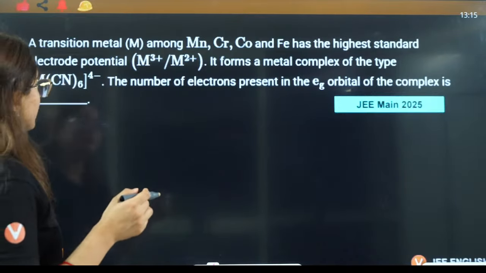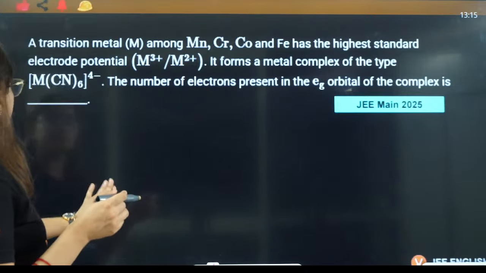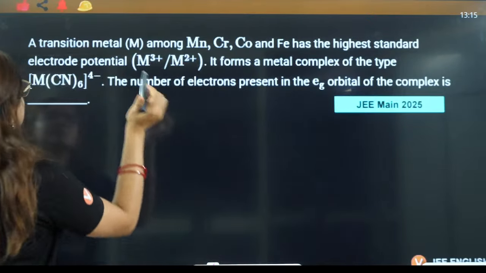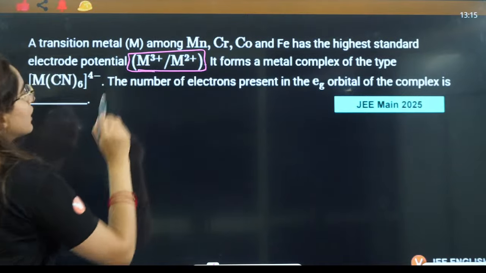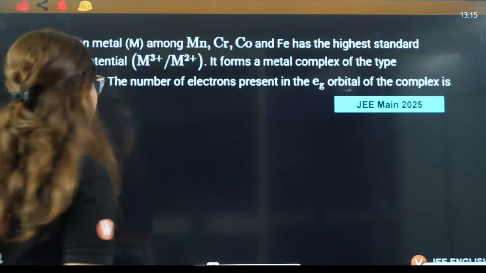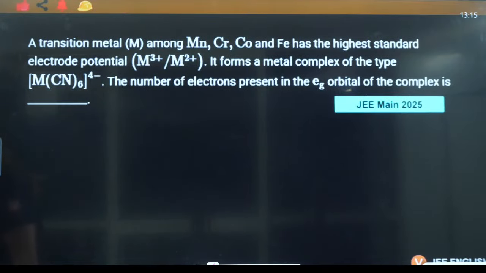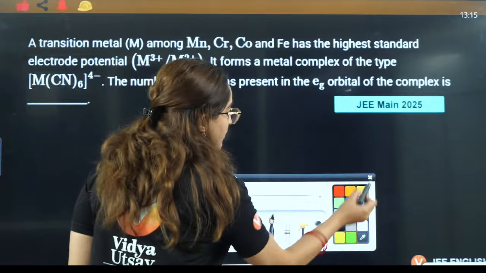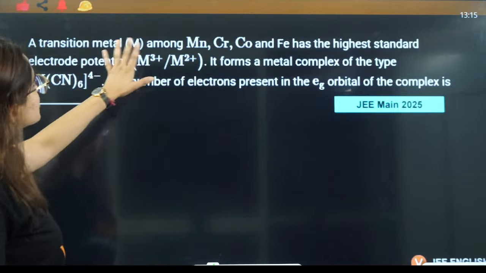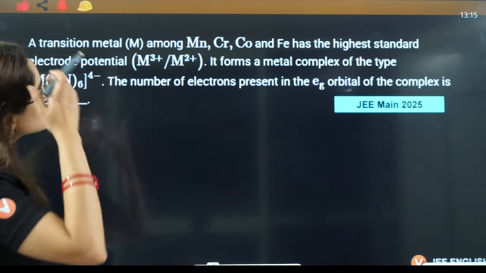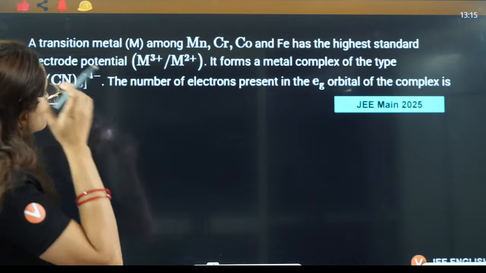Let's talk about this question here. A transition metal among this that has highest standard electrode potential forms a metal complex of this type. The number of electrons present in Eg. Yes, everybody in the chat box. So, a transition metal among this has highest electrode potential. Highest electrode potential is of which one?